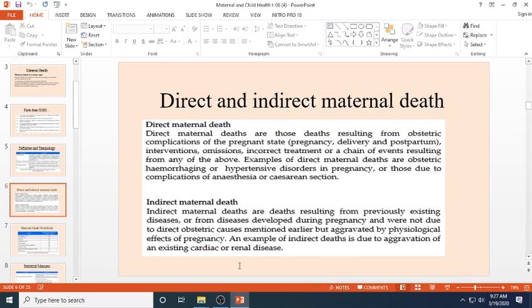Now we see what is direct maternal death and what is indirect maternal death. Direct maternal deaths are those deaths resulting from obstetric complications of a pregnant state, interventions, omissions, incorrect treatment, or a chain of events resulting from any of the above. Examples of direct maternal deaths are obstetric hemorrhaging like postpartum hemorrhage or hypertensive disorders in pregnancy.